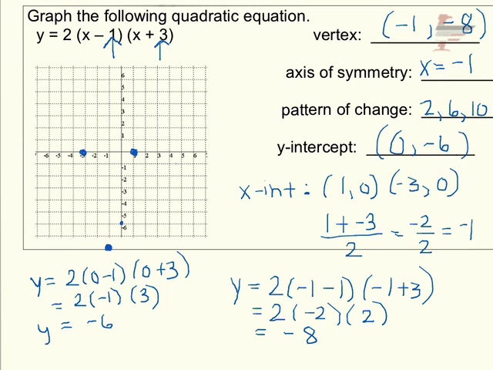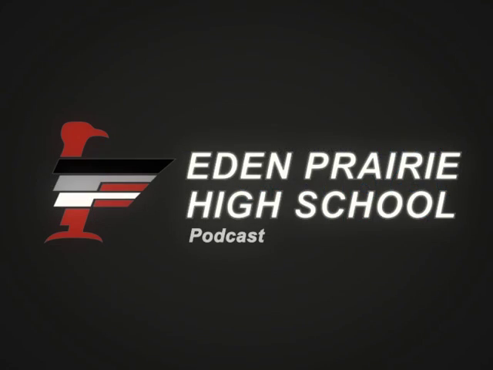I'll make a dot there. Over 1, up 1, 2, 3, 4, 5, 6. Well, I fall right on my x-intercept, so that's good. If I go the other direction, over 1, up 2. And if you want to fill in those points, you certainly can, but really, once you have the x-intercepts and the vertex, that's enough to get the rest of your parabola.